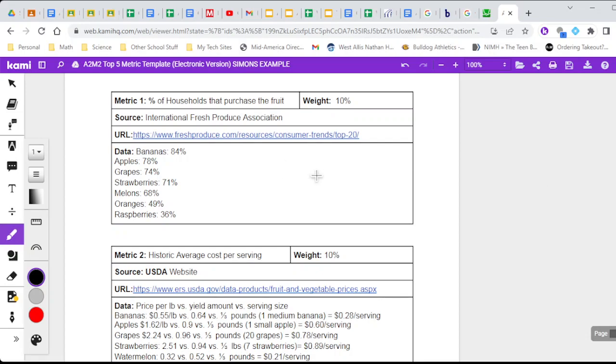And then the last thing is the percent of households that purchase the fruit, right? The reason I have that on there is because that's sort of an indicator that they're popular for a reason. They're popular because they're affordable, and they're popular because kids will eat them, right? So that's how I came up with my weights. You'll do the same thing, and then once you have your weights, you just add them all up and make sure you get to 100%. That's the very first thing you should do.